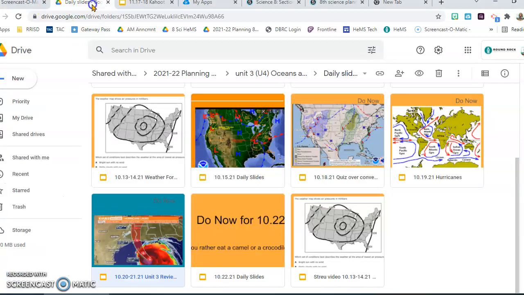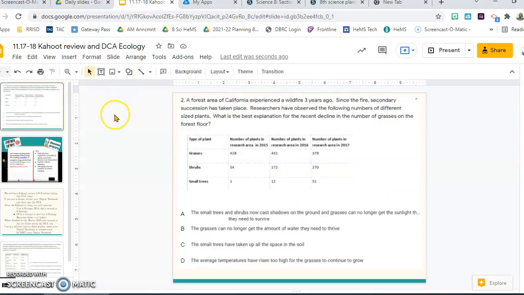Hello everybody, I'm going to switch from my Screencast-O-Matic to our daily review slide today. It is Wednesday or Thursday, November 17th or 18th, depending on which block day you're with us. And so we're going to take a look at the DCA.